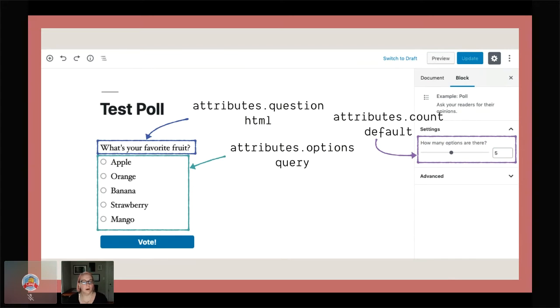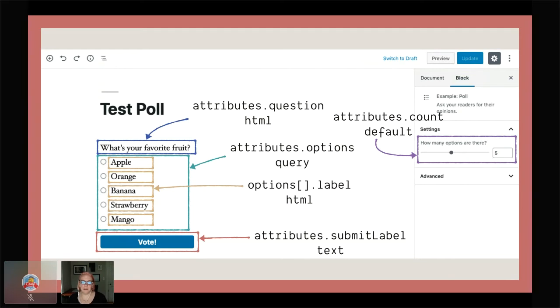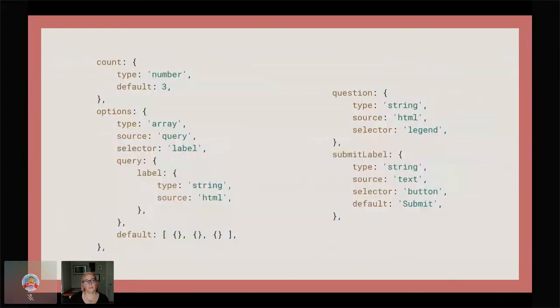Our options are going to be that query type because we see there's a list of them, and that makes sense to pull it out as a list because you don't need to get all of that data. You really only need each label. So the labels will be pulled out individually inside that query. And then those will be HTML as well because we'll let people have things like bold and italics and so on. But the button, we don't need to let people bold text in the button. So we'll just have that one be a text source.